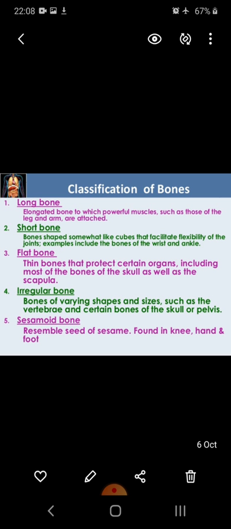Now, sesamoid bones. The word sesamoid is derived from a Greek word sesamon, a seed of a sesame, and eidos from form or resemblance. These bones are found in the knees, under the patella, hands and foot. So this is all about the classification of bones according to the shape and formation.